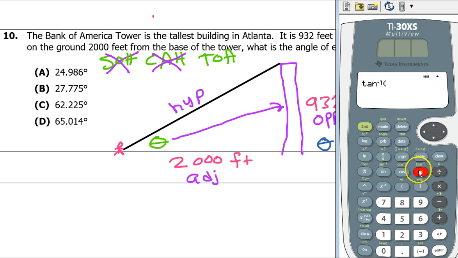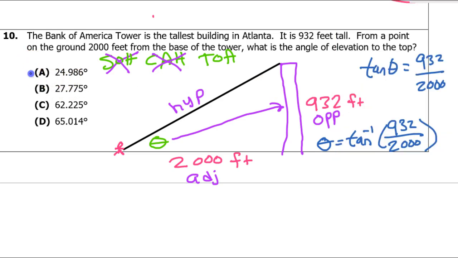So inverse tangent of 932 over 2,000. So that is 24.986. So the answer is A.